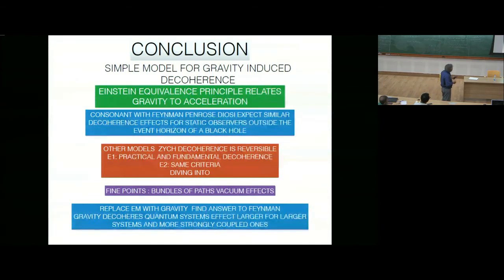There's no such thing as relativistic quantum mechanics, and what we have to do is relativistic quantum field theory. Now, this was done in flat space, but I can expect similar decoherence effects for static observers outside the event horizon of a black hole too.